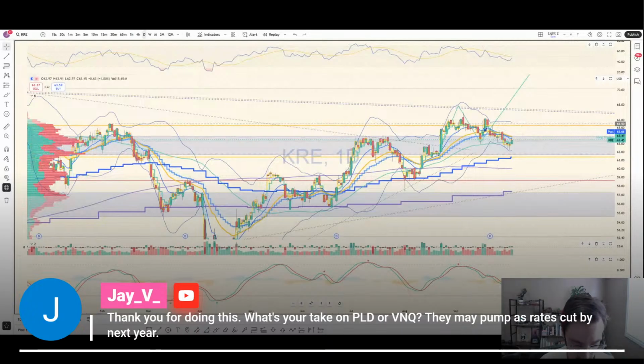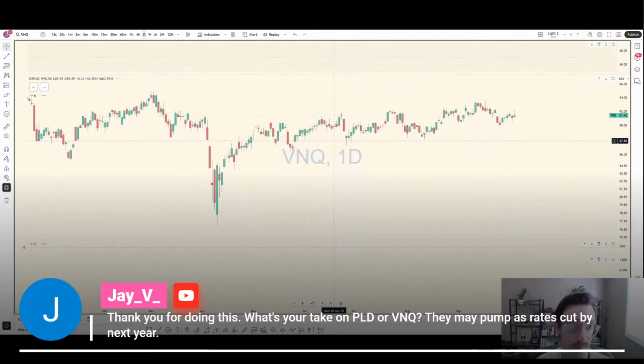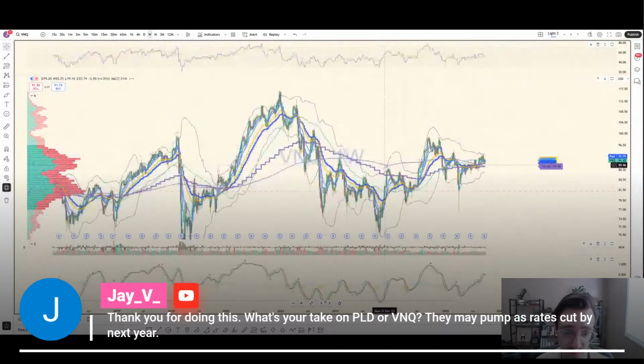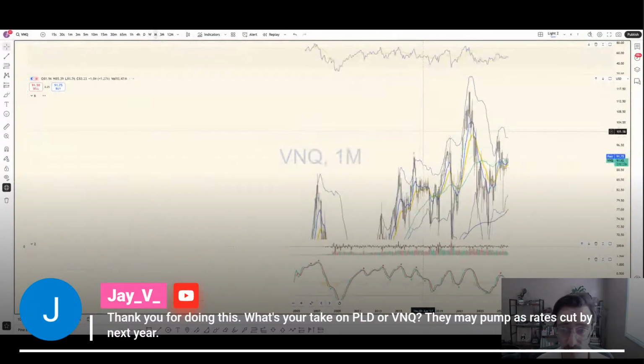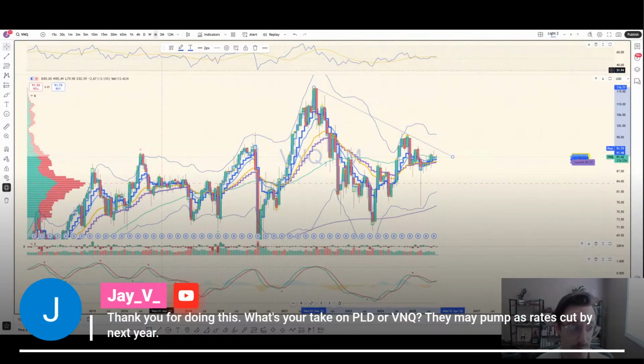And VNQ. Oh, this is just a real estate index. Yeah. This is out of my wheelhouse. I'm not an expert, but I would imagine, absolutely, that makes sense to me. And look at that. It's a big pennant on the monthly. Yeah. Should do well.